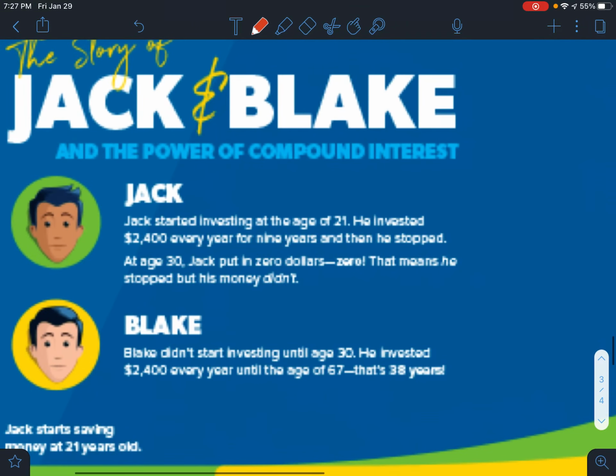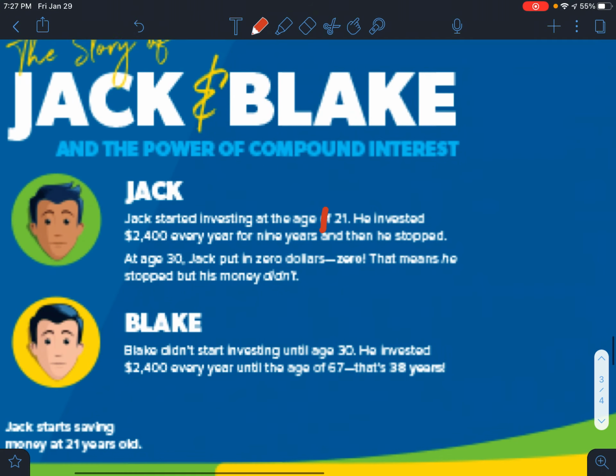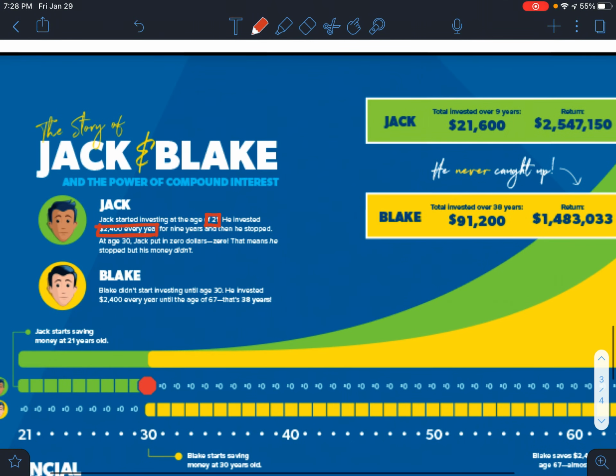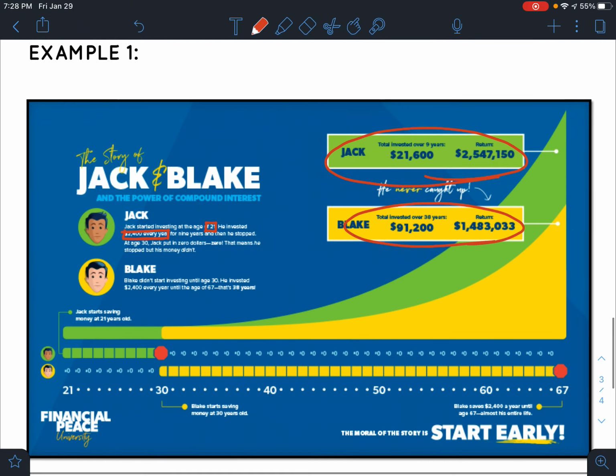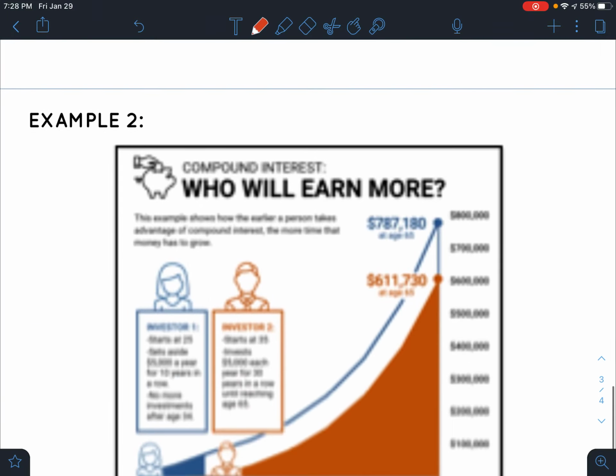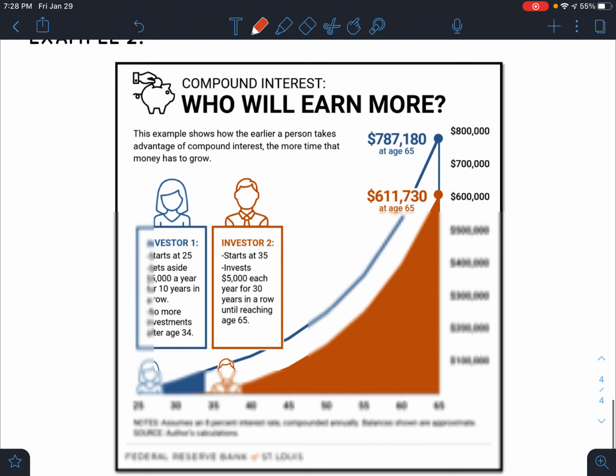It includes all of the information I've asked you to include: when they started investing, how much they invested every year. I'm going to zoom out just a little bit. Their totals, their contributions, and the interest earned. And then it shows just a side-by-side comparison. So Blake's investments are in yellow and Jack's are in green. And you can see over time, by the time they retire, Jack has or will have more.